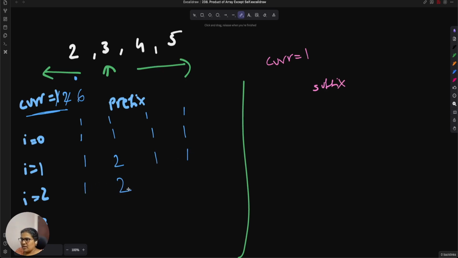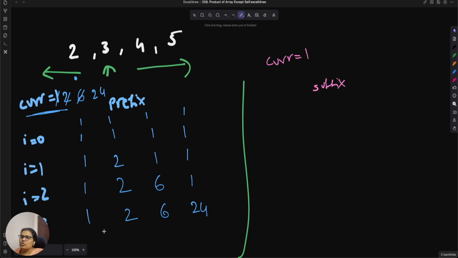Now, when i equals 2, the product of all its prefixes would be whatever is there in current, which is 6. But we have to also update current, which would be 6 times 4, 24. Now, when i equals 3, the result becomes whatever is in current, which is the previous product, and current becomes 24 times 5. But since we reach the end of the loop, we are anyway not interested in that.